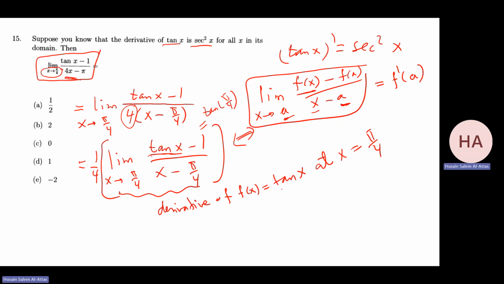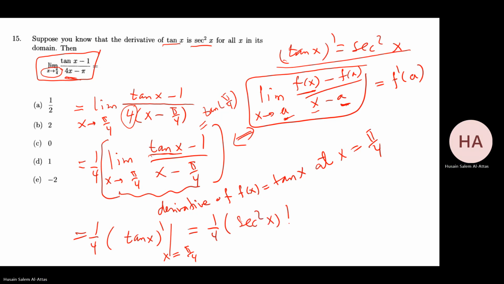And I know that, so this will be 1 over 4 with the derivative of tan x at x equals pi over 4. What is the tan x derivative? He gave it to me. It's secant squared x at x equals pi over 4. That will be what? 1 over 4 times, what is secant pi over 4? Square root of 2. Square it. It will be square root of 2 squared, and that is 2 over 4, which is half. So this is my answer. I hope it's clear.